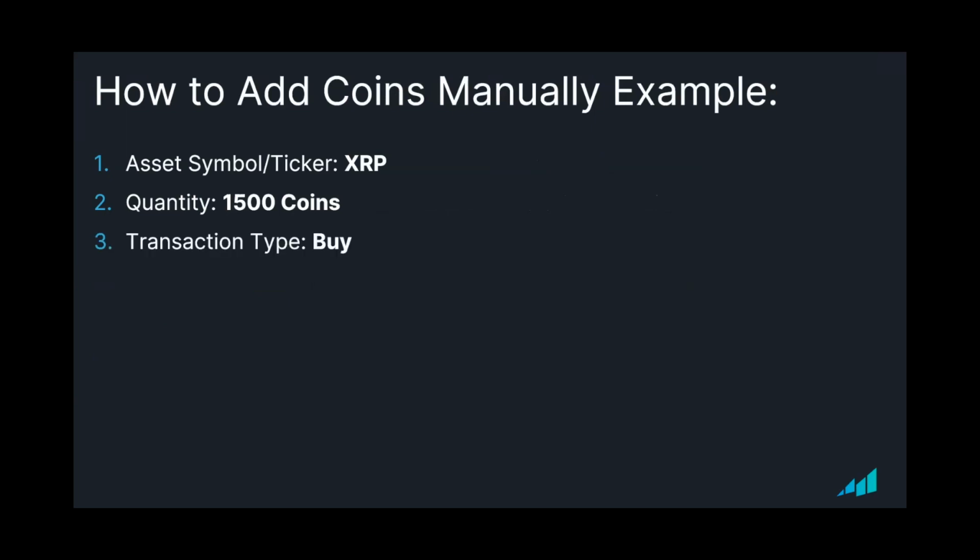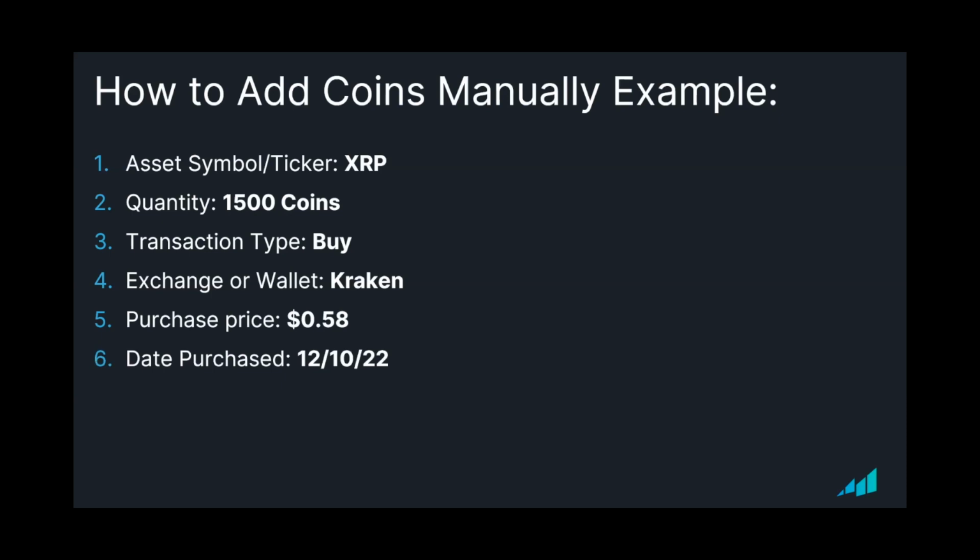The third piece of information we need to know is the transaction type. In this example we are going to say that this was a buy or a purchase. The fourth piece of information is the exchange or wallet. In this example we are going to say that we purchased this on the Kraken exchange. The fifth piece of information is price. In this example we said that we purchased XRP at 58 cents. The sixth piece of information is the date purchased, which we show was on December 10, 2022. At this point, we have all the information we need.